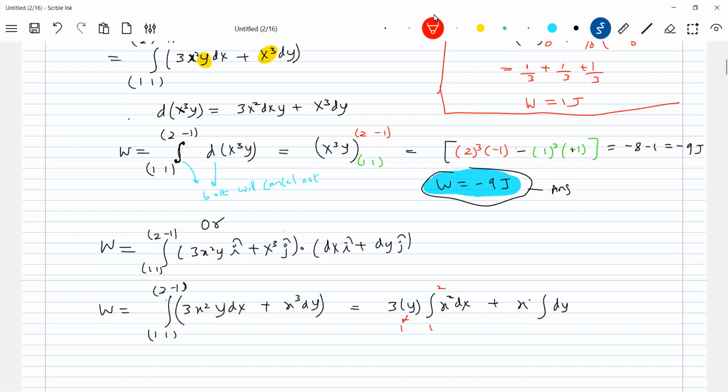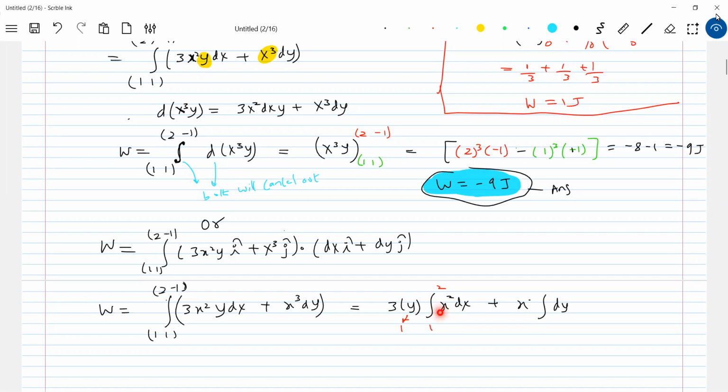Are you able to get this? Initially you are at 1 comma 1. Then I'll integrate along the x-axis. You see dx. So what should be the value of y? First I'll move along the x-axis. So what is the value of y? Y will remain 1. So wherever y is there, I should write 1. Then I'll integrate along the x-axis, 1 comma 2. So finally now I have arrived at 2 comma 1. After integration of this, I arrived at 2 comma 1.